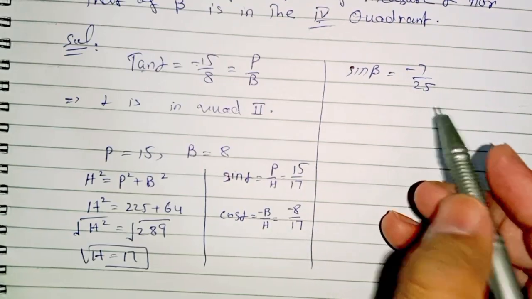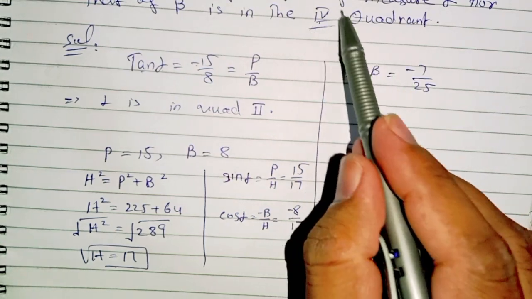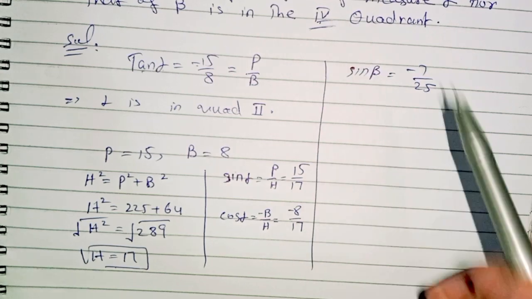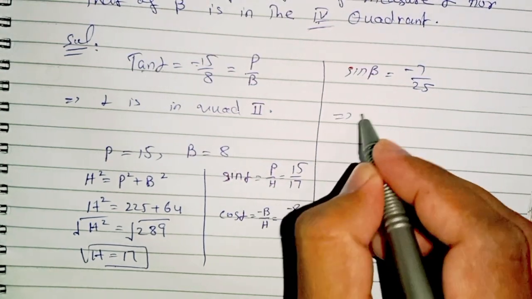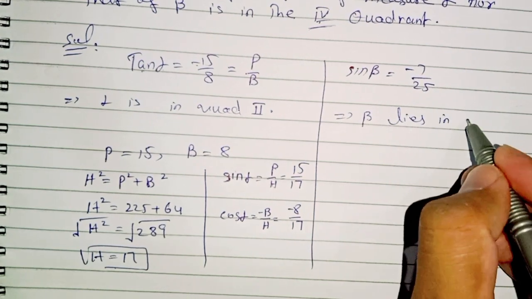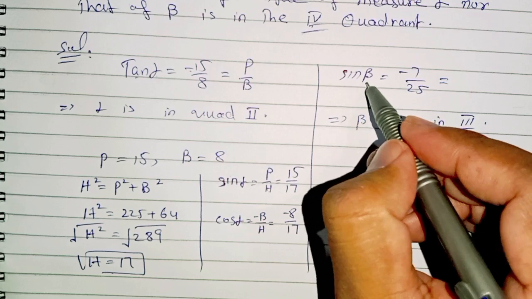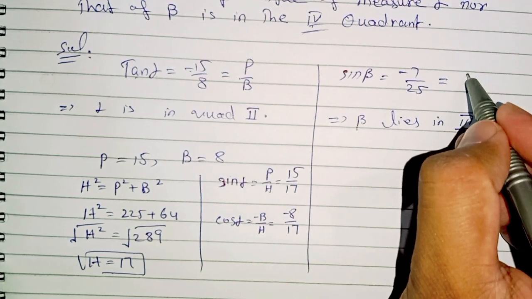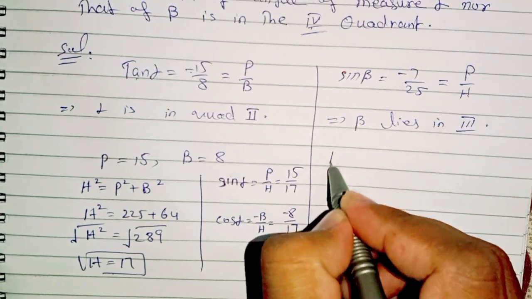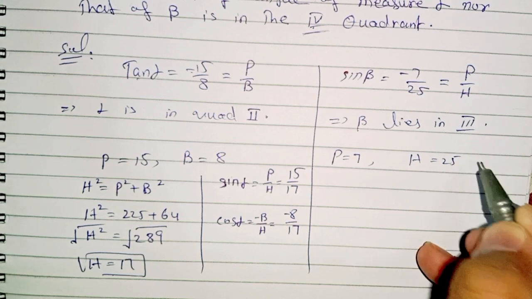Since sine beta is negative in the third and fourth quadrants, while in the question it is given that beta does not lie in the fourth quadrant, this implies that beta lies in the third quadrant. We know that sine of angle is equal to perpendicular over hypotenuse. P is equal to 7 and H is equal to 25.